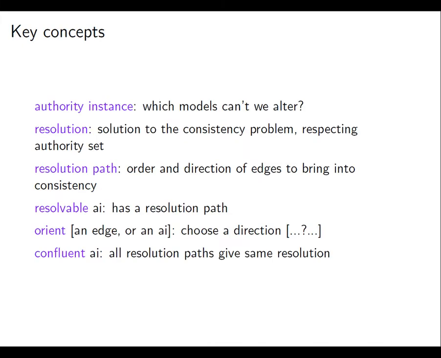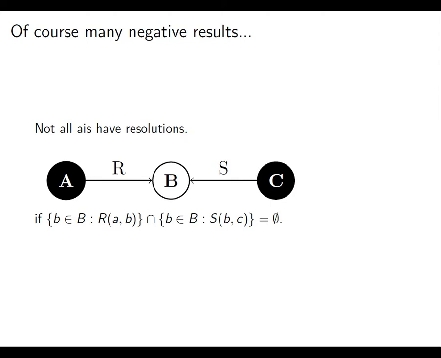So here are some of the key concepts from the paper, and I'll illustrate some of these by example in a moment rather than going through them now. So having decided what we want, we immediately see that we can't always have it. Not all authority instances have resolutions.